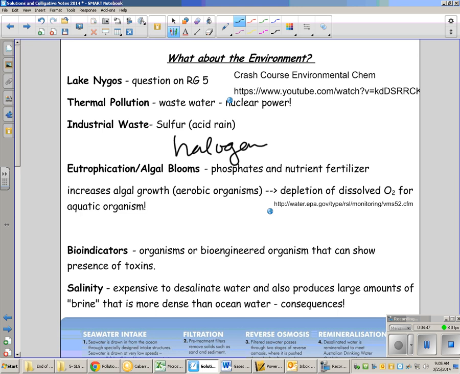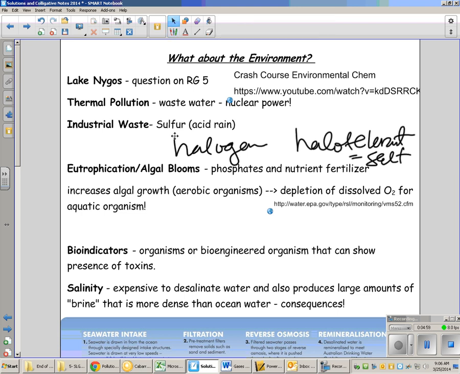It means it has a halogen in it, which salts commonly have. So halo tolerant means that you can survive in a salty environment. So things like brine shrimp can survive, but other things cannot.